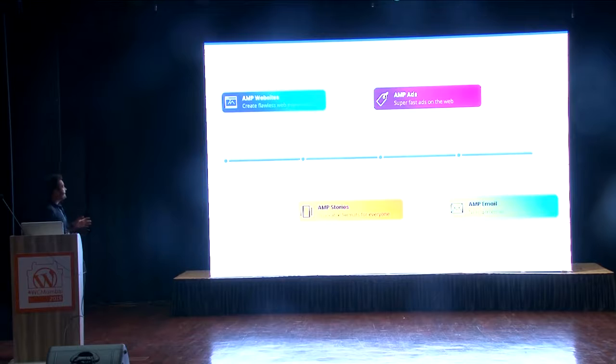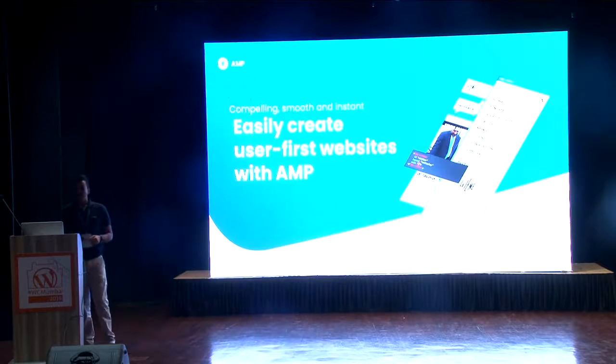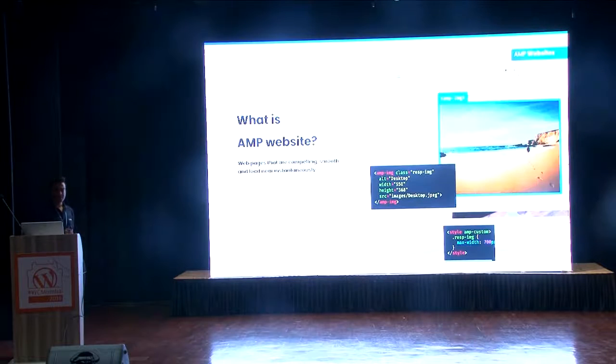One of the best things it offers is AMP websites, which is a direct way of creating your websites and web apps really fast. The next ones are AMP stories, AMP ads, and AMP email. So an AMP website is an easy way to create user-first websites that load instantly. They are compelling, they are smooth, and they focus on all the design aspects of accessibility, responsiveness, and also performance. So what is an AMP website?